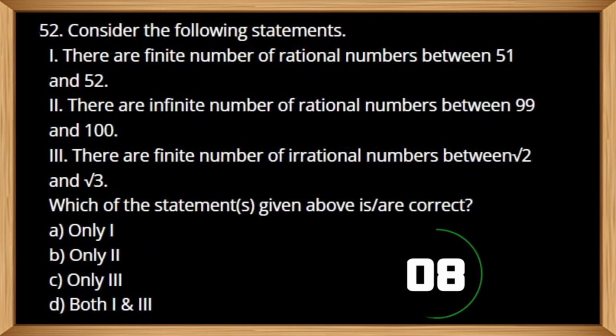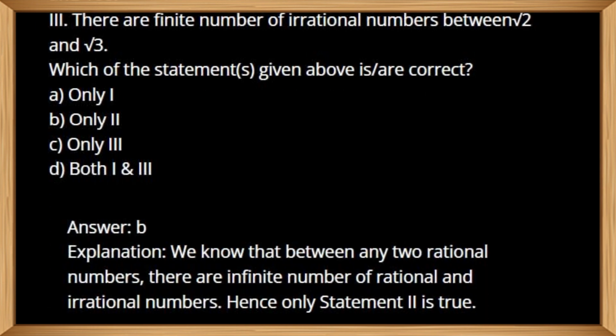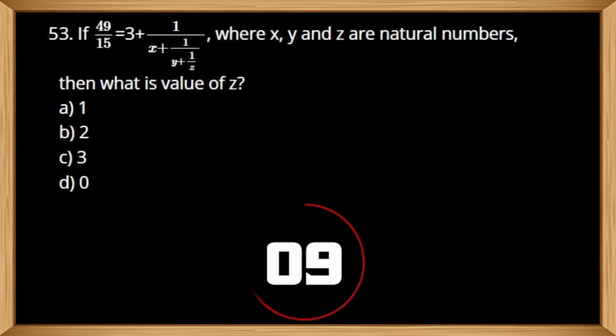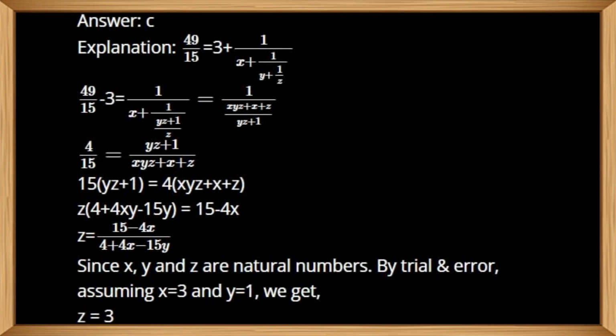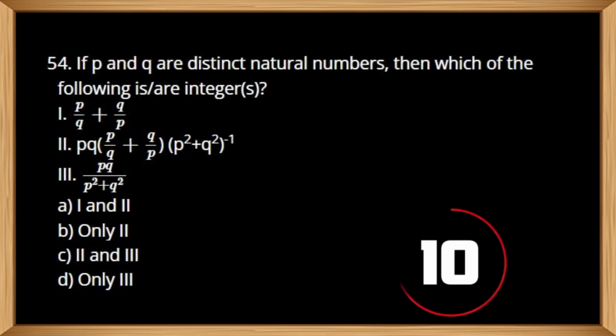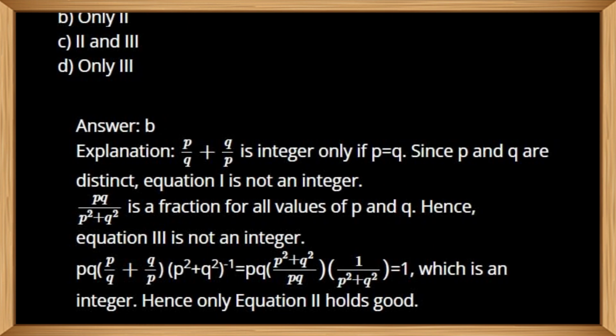Consider the following statement. Option B only 2. If in this equation where x, y and z are natural numbers, then what is the value of z? Option C 3. If p and q are distinct natural numbers, then which of the following is are integers? Option B only 2.